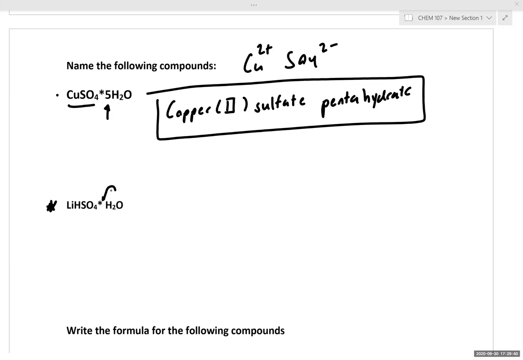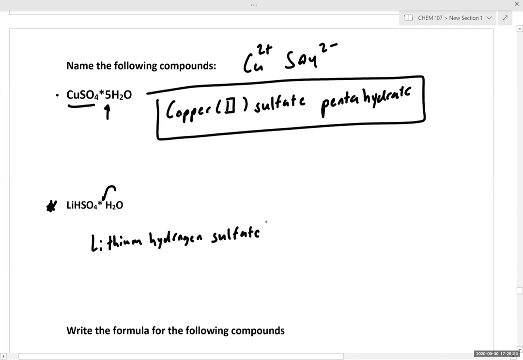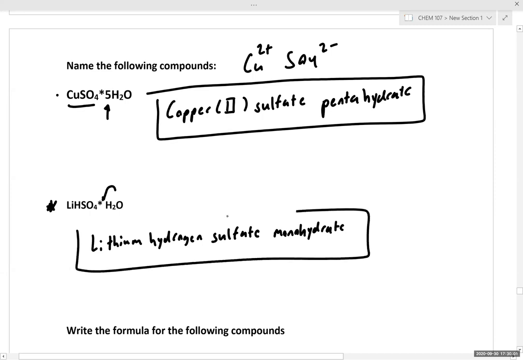Okay, so let's name this compound. First we name our anhydrous species. So we have lithium hydrogen sulfate. We have one water molecule, so it would be monohydrate. Does this example make sense?